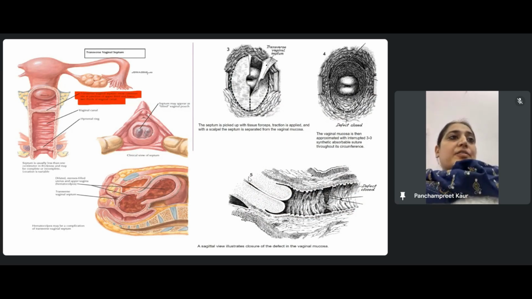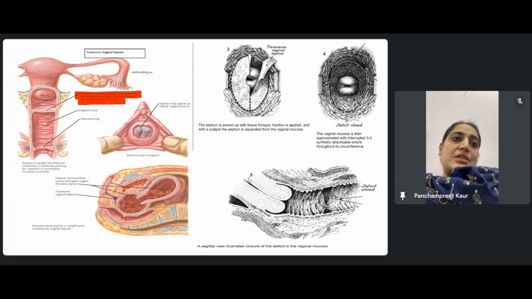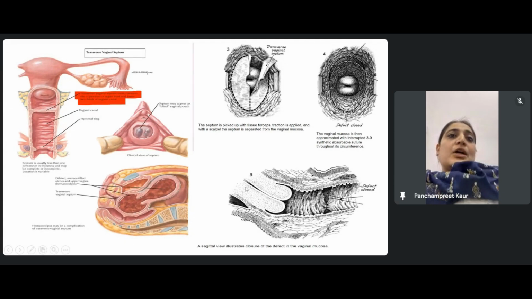Also, these things need to be differentiated from transverse vaginal septum, in which there will not be a bluish discoloration just at the hymen. There will be a transverse vaginal septum almost at the junction of the upper 1/3 and lower 2/3 of the vagina. It can be a high septum or a low septum. So the treatment is we have to excise the septum and then form the canal.